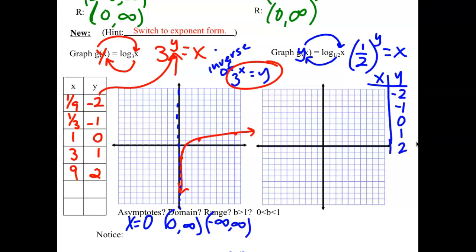One-half to the -2 power gets us a 4. 1/2 to the -1 power is 2. 1/2 to the 0 power is 1. 1/2 to the first is 1/2, and 1/2 squared is 1/4. Plotting those points.